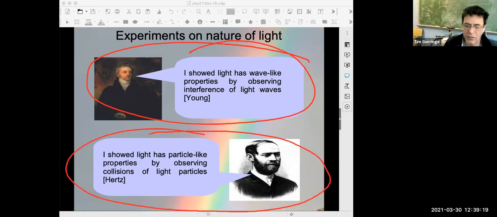But at not too dissimilar a time, Heinrich Hertz conducted experiments where he showed that light exhibited properties that were particle-like. And actually, he observed the collisions of light with electrons. And these collisions looked like light was a particle colliding with an electron, a particle, and bouncing off one another. And so in the history of the experiments to uncover the nature of light, there were both experiments that showed it could exhibit particle-like properties and wave-like properties.